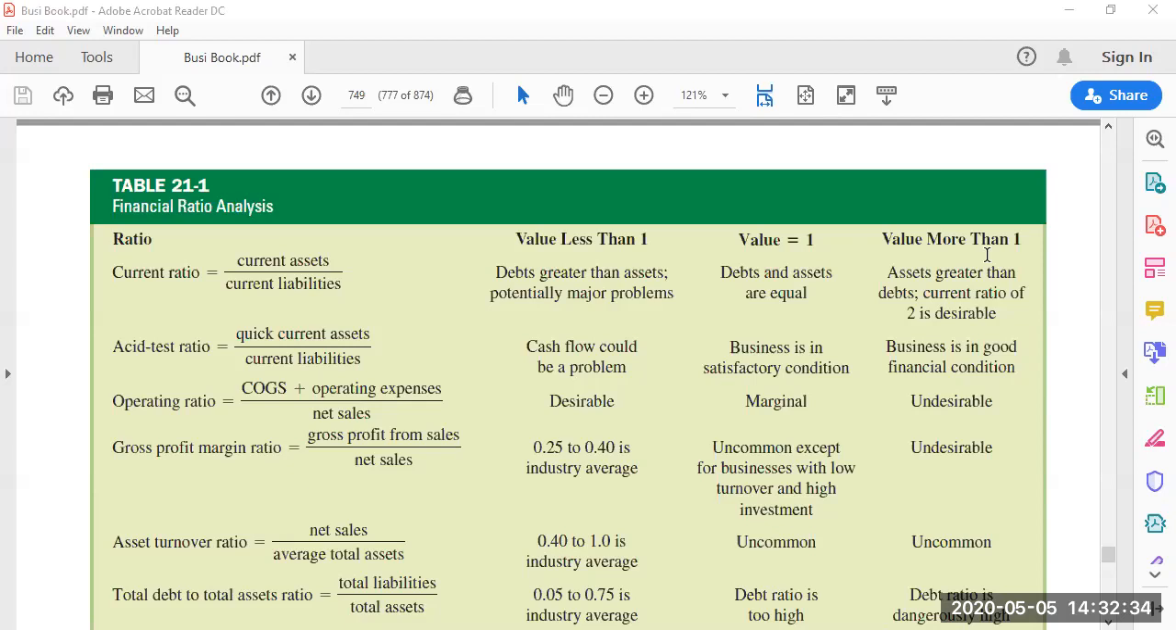You're in a satisfactory condition if your current liabilities and your quick assets are at even. But when that ratio is greater than 1, that is a sign that the company is in good financial condition. So looking at your current ratio and the asset test ratio, you really want those values to be greater than 1. That's good from the balance sheet.